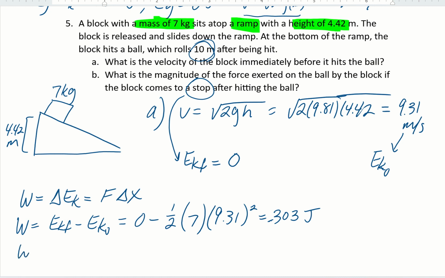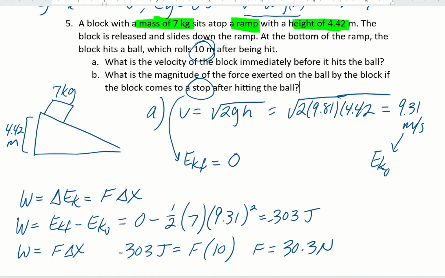Okay, so then I can do work equals force times displacement. I know that my work is 303 joules. We can put the negative on there. Don't know the force, but I know the displacement is 10 meters. So then I can just algebraically solve for that. So 303 divided by 10 gives me 30.3 newtons of force.